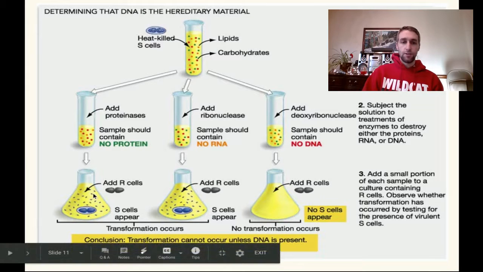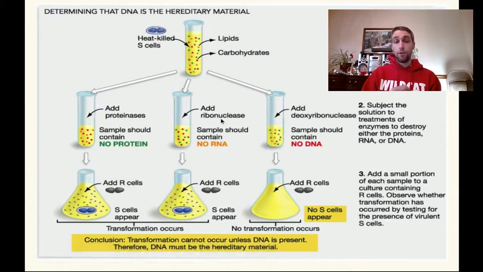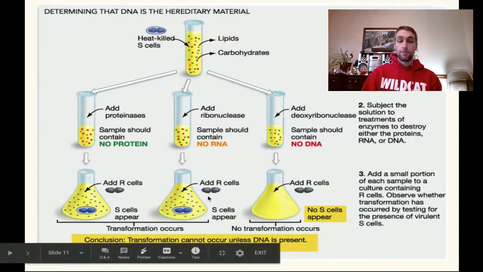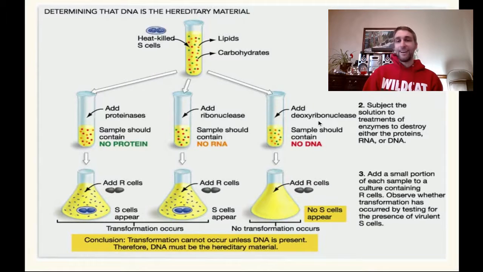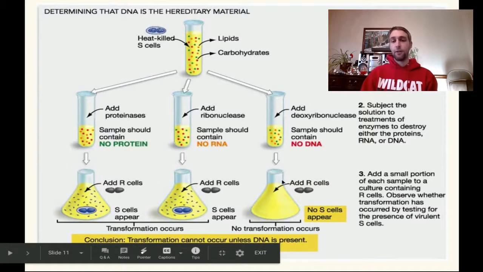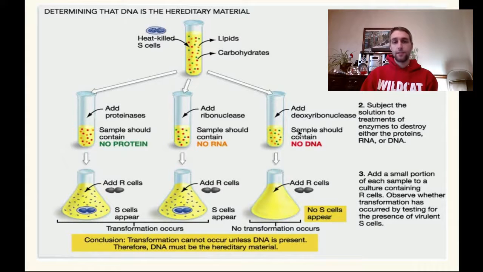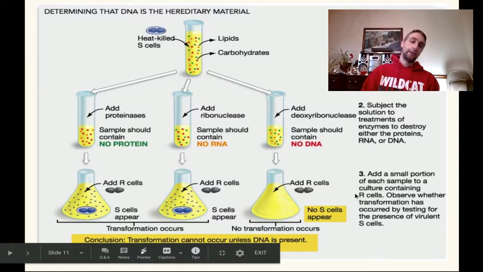And notice that it was still dangerous. The dangerous smooth cells still appeared at the end. Over here, ribonuclease, those are enzymes that chop up RNA. When you chop up the RNA, transformation still happens. The dangerous smooth cells still appear. And then in this sample over here, he added deoxyribonuclease, which is an enzyme that chops up DNA. And none of the dangerous cells appeared because the enzymes chopped up the DNA from the heat-killed S cells and didn't let that DNA transfer to the R cells, therefore not making them dangerous.